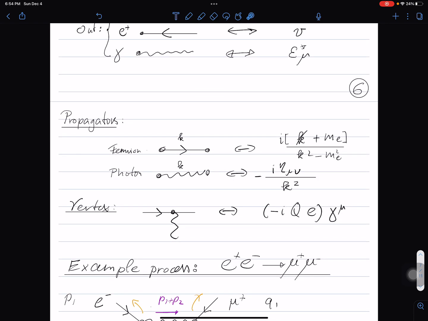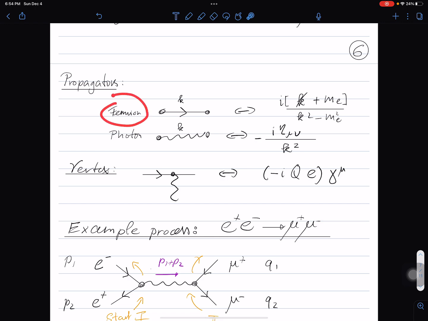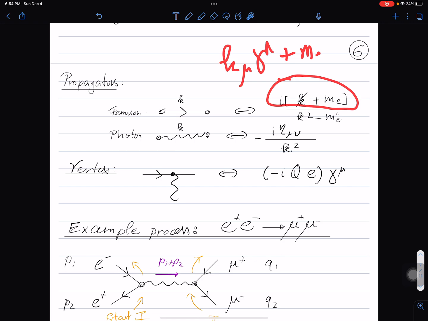Well, now coming to the propagators. For the fermion propagator, if we connect two points by a fermion line, the propagator is given by the known term, where the denominator is still the same, k squared minus m_e squared. But from the Dirac equation we know that the kinetic term has only one linear derivative, so the propagator is somewhat different and has a mass dimension 1 part in the numerator, which is equal to the momentum k multiplied with the gamma matrix plus the mass of the electron. So it's k slash plus m_e in the numerator.